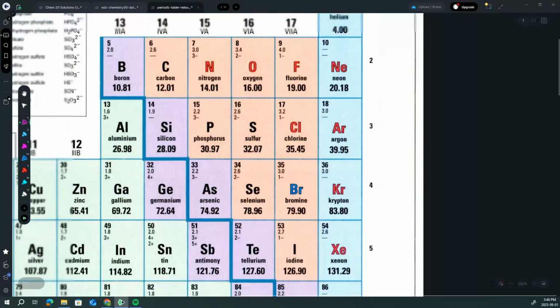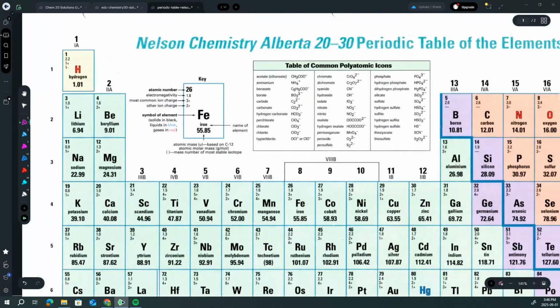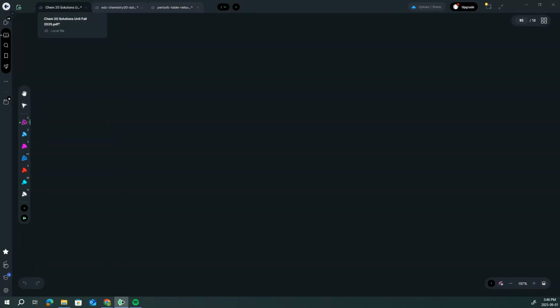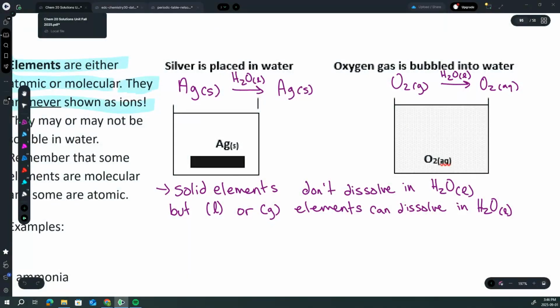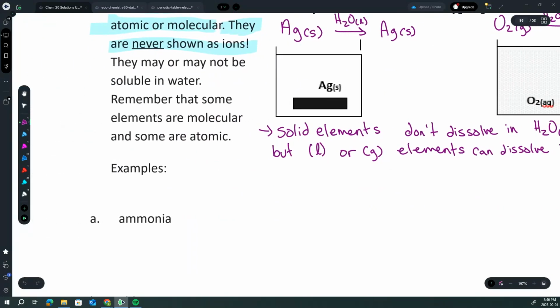Just because I recommended the solubility table in the Chem 30 data booklet, maybe stick to using the Chem 30 data booklet periodic table as well, just to keep things consistent. Also, it's a little bit easier to read because it's in a bigger font than the Nelson periodic table.